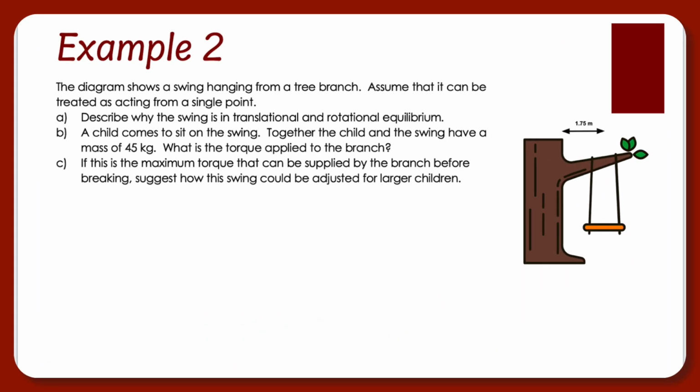So here's another example. I have a swing hanging from a tree branch, and we're going to just ignore the fact that it has two connections here, and we'll just pretend it's connected at one point. Describe why the swing is in translational and rotational equilibrium.